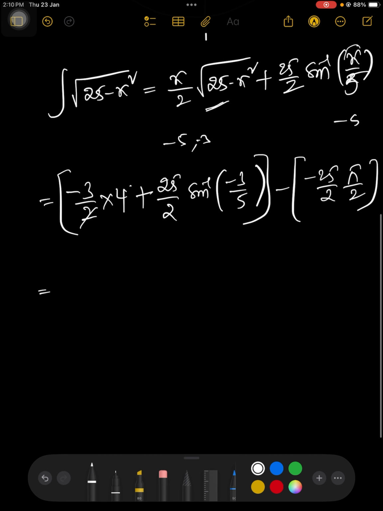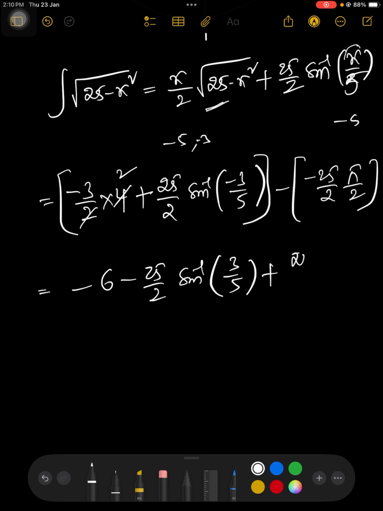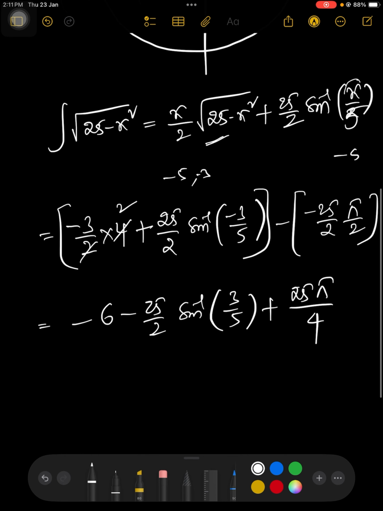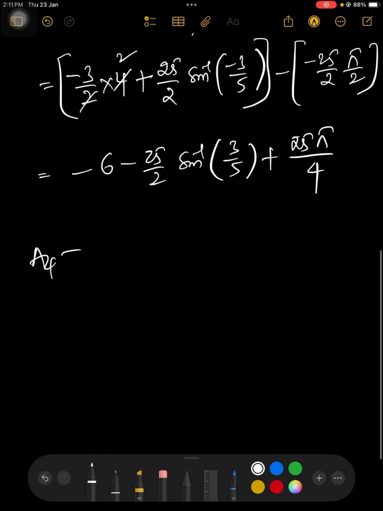So clearly it is minus 6 minus 25 by 2 sine inverse of 3 by 5 plus 25 pi by 4. This is A1. And move on to A4.